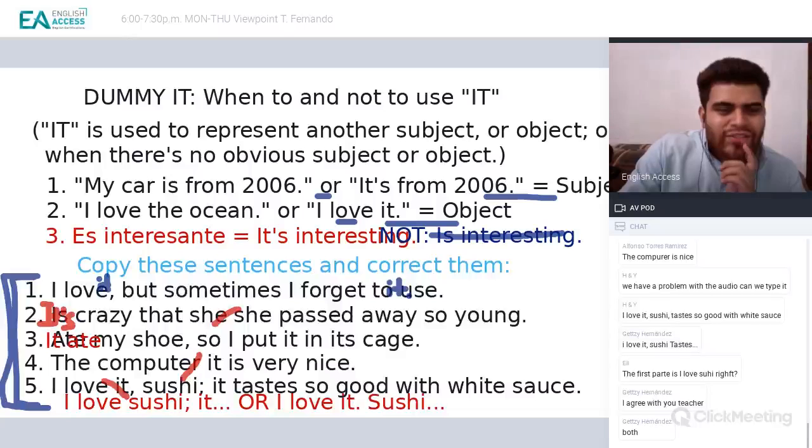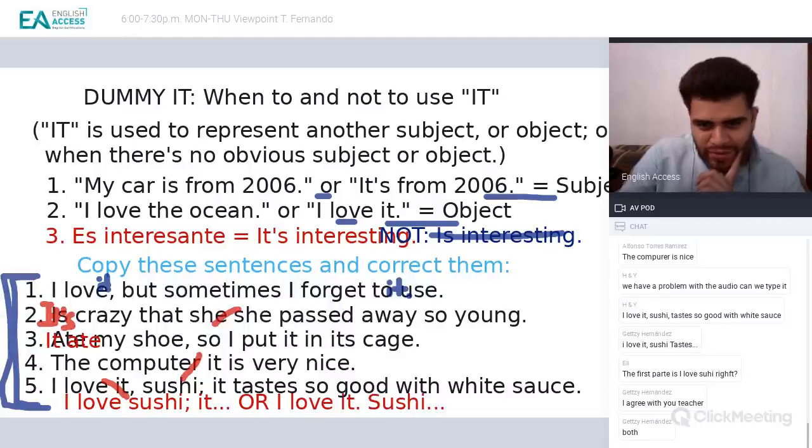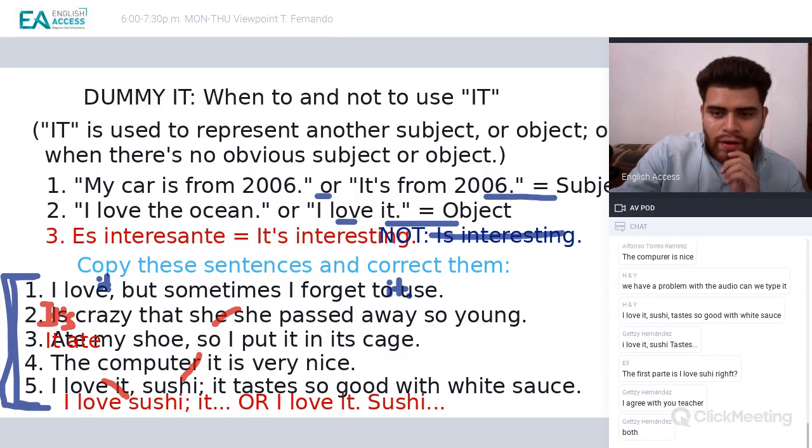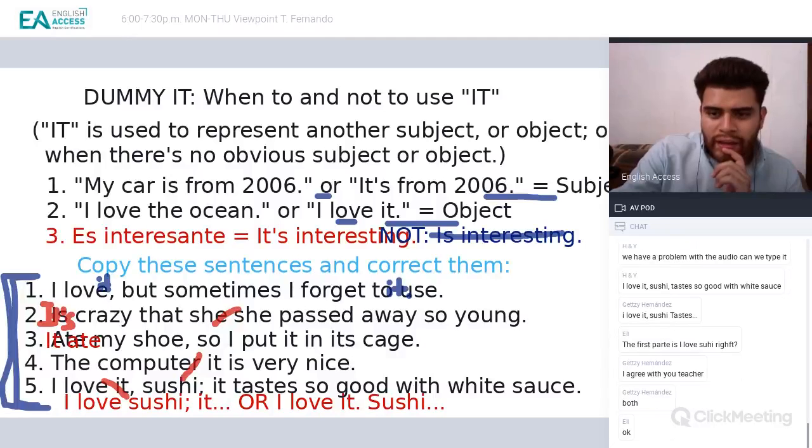Yeah, I'm crazy. So it is I love sushi. It tastes so good with white sauce, or I love it. Sushi tastes so good with white sauce. Yes, both of them would be correct. Yes. Ellie and Getty, both of you are correct. Okay?